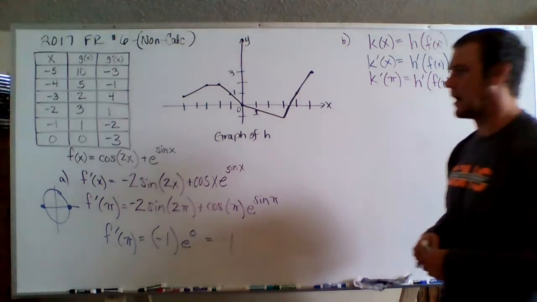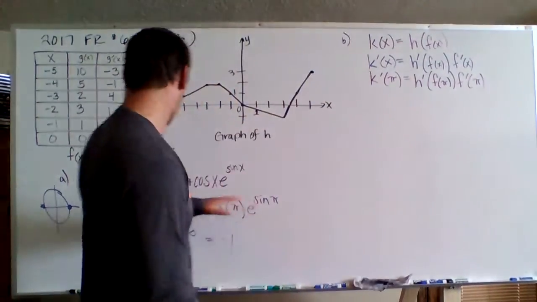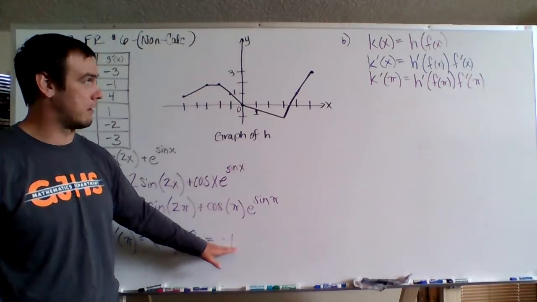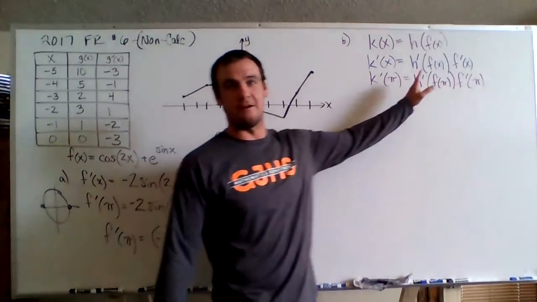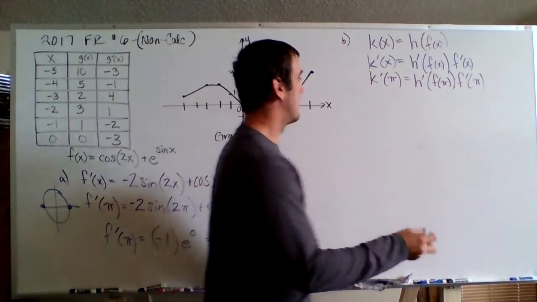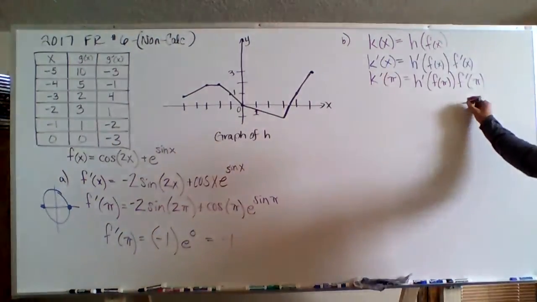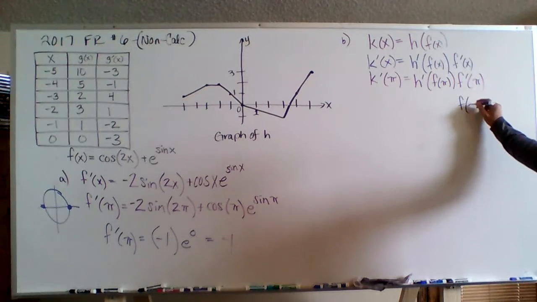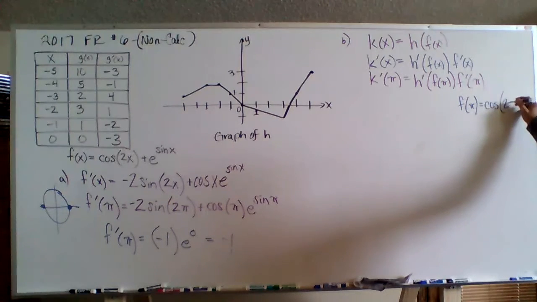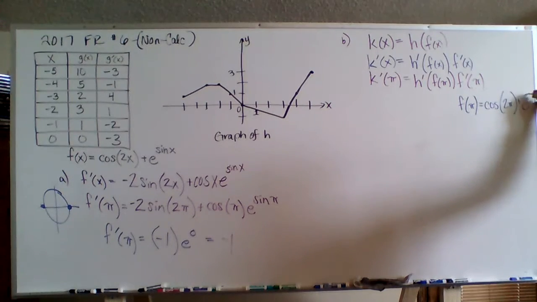All right, so we already found f prime of pi, and we know that's going to be negative 1, but we still don't know f of pi, so we need to figure out what in the world f of pi is. So I'm just going to do that guy separately. So f of pi, do I have enough room here? This is going to equal cosine of 2 pi plus e to the sine of pi.